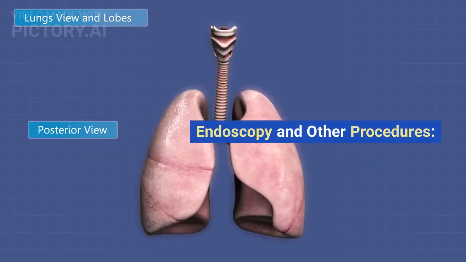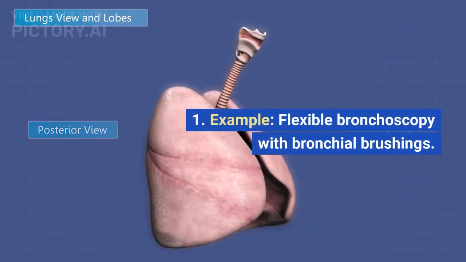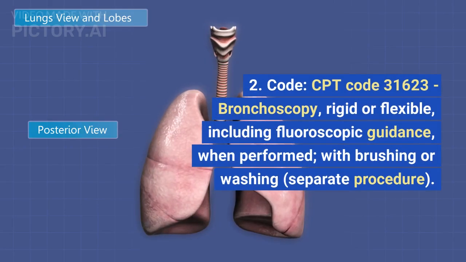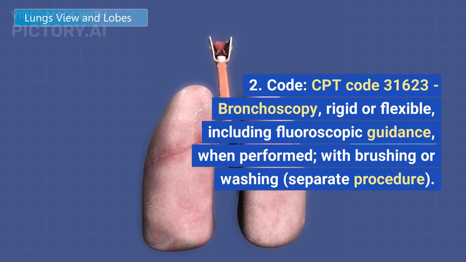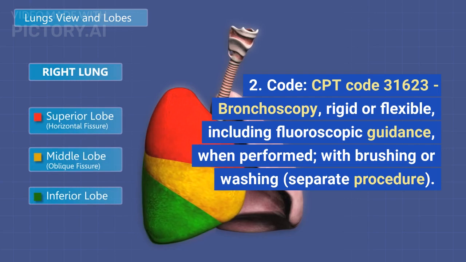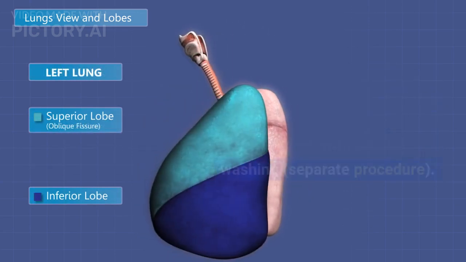Endoscopy and other procedures. 1. Example: flexible bronchoscopy with bronchial brushings. 2. Code: CPT code 31623 bronchoscopy, rigid or flexible, including fluoroscopic guidance, when performed, with brushing or washing, separate procedure.